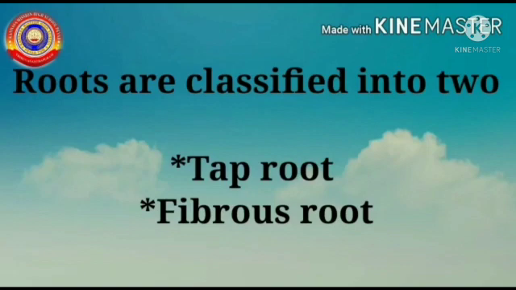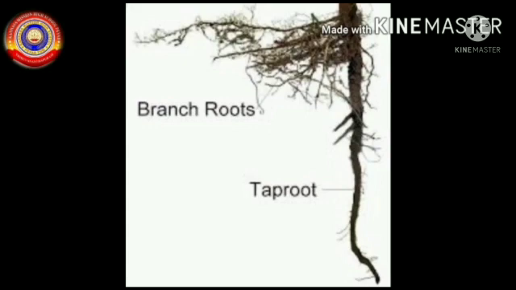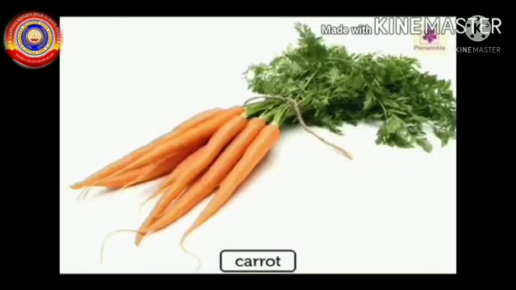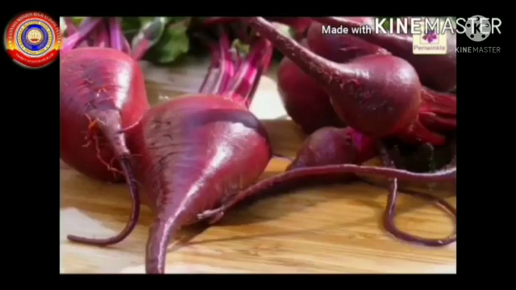Now, we are moving to our topic, types of root system. Mainly, roots are classified into two: taproot system and fibrous root system. Taproot system consists of the thick main root and the smaller roots growing from it. The taproot system grows more deeply in the soil, and these roots hold the plant firmly, that means strongly, in the soil. Vegetables like carrot, radish and beetroot consist of taproot system.